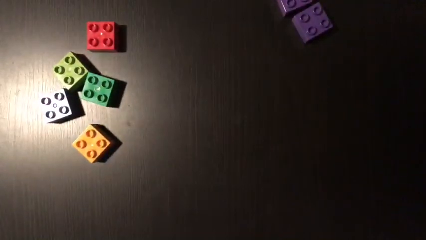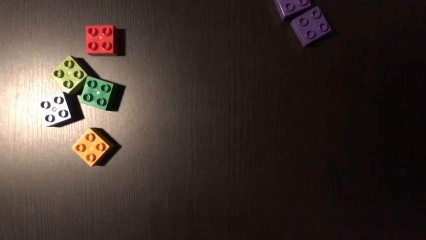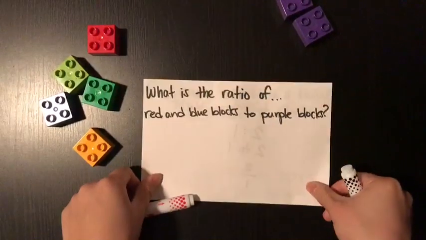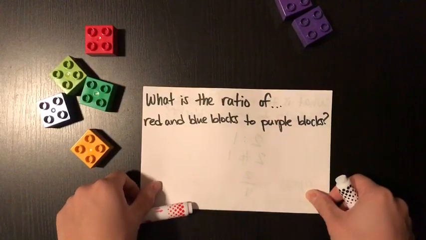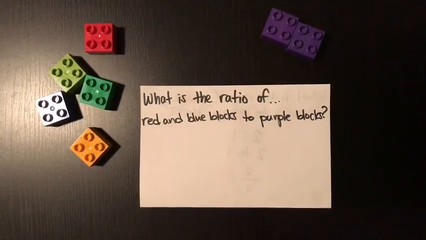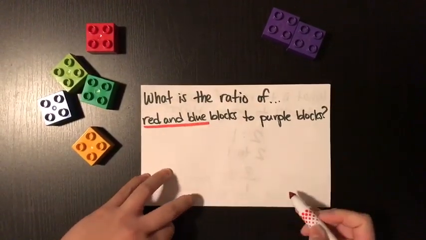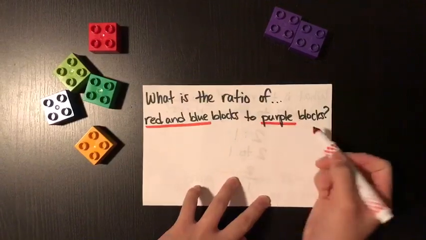Let's try another example. What is the ratio of red and blue blocks to purple blocks? So we're comparing 2 quantities again. This time, however, red and blue blocks is our first quantity and purple blocks is our second.